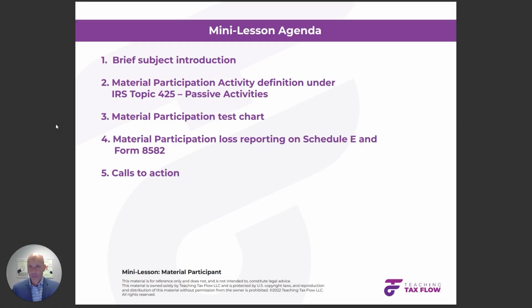We talked about material participation, how it's an interesting concept. We're going to look at some of the rules. We're going to look right at IRS tax topic 425. We're going to look at a material participation test chart. I'm going to walk through the different tests and tell you which one of the tests is typically the easiest to pass, because in general, we want to have material participation in our activities. Then we're going to walk through Schedule E, which is where we report our rental losses if you're an individual or a single member LLC. And then we're going to have some calls to action. We're also going to look at Form 8582, that passive activity tracking form for your tax return.